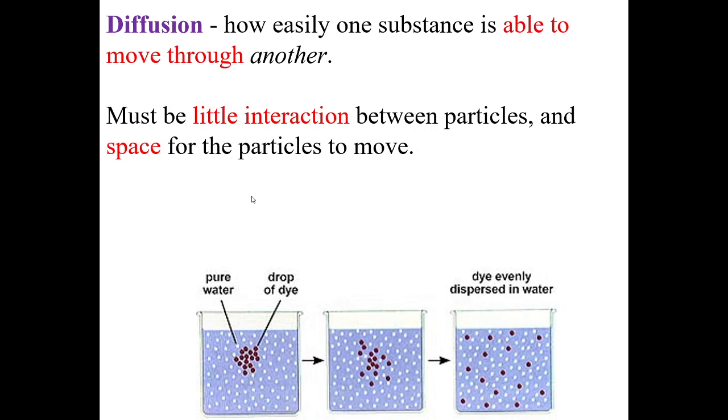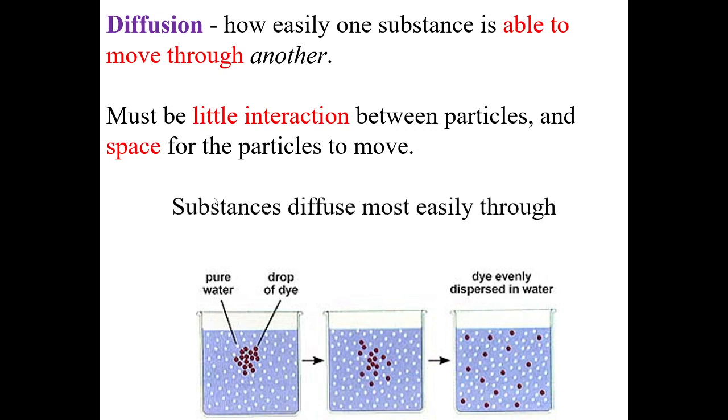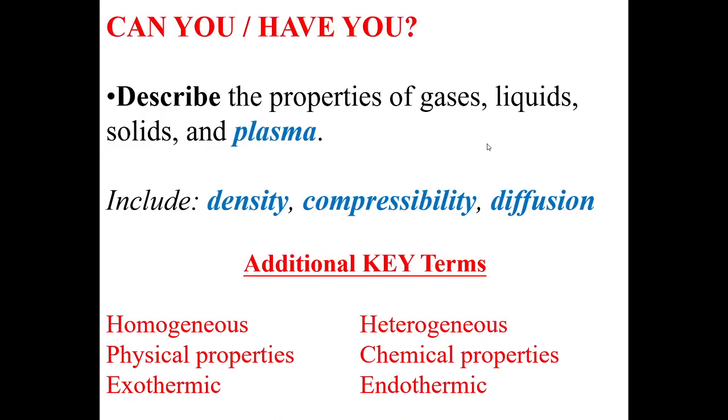And that's the reason why it doesn't diffuse very easily through a solid, because there's less space for those particles to move in a solid. Substances diffuse most easily through gases, then liquids, then solids. And that really is because there's more space for it to move between gas molecules, a medium amount for liquids, and very, very little for solids. Okay? So that kind of ends us off here.